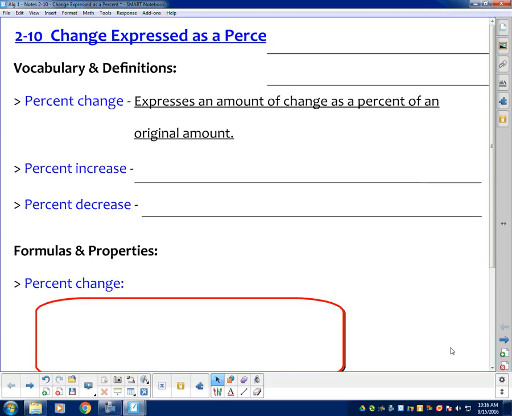So you might say on a discount, if you're going shopping and you're seeing how much it's been discounted, how much to take off, or if you get a pay increase, it might be what percent increase your salary went up.